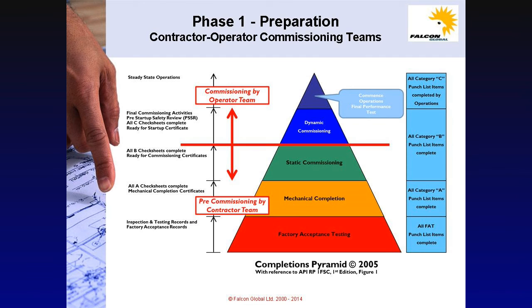On the completions pyramid slide, I have shown the demarcation of responsibilities for pre-commissioning by the contractor team and commissioning by an operator team. All activities, FAT, mechanical completion, and pre-commissioning, static commissioning, or function testing, would be performed by the contractor team. All activities thereafter would be performed by the operator team. That is to say, all the dynamic commissioning activities and startup and performance testing through to final handover to operations.